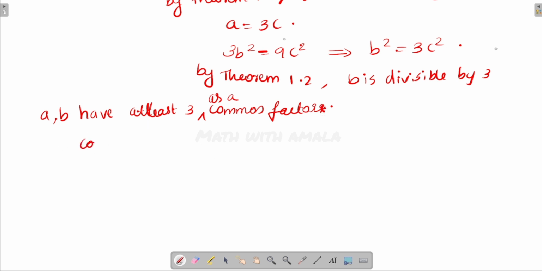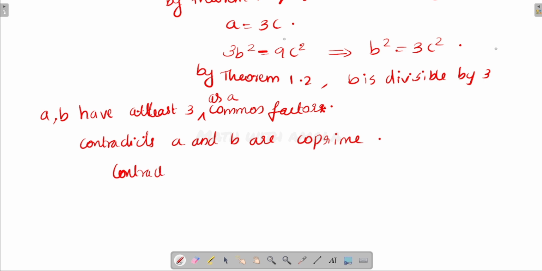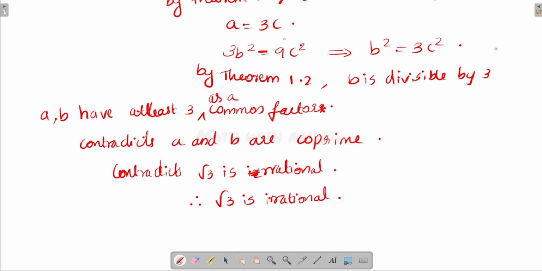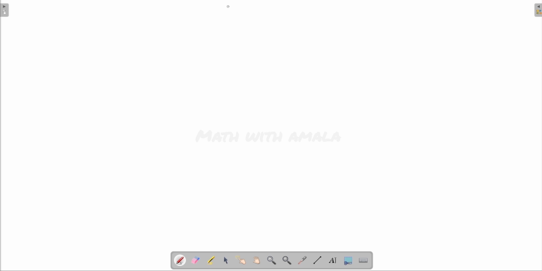At the beginning of the solution, we were having a and b as co-primes, which means they were not having any common factors other than 1. But now we have one more common factor, 3. So this is a contradiction to the fact that root 3 is rational. So we can say that root 3 is irrational.